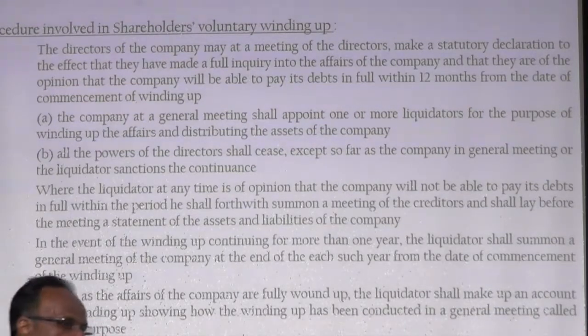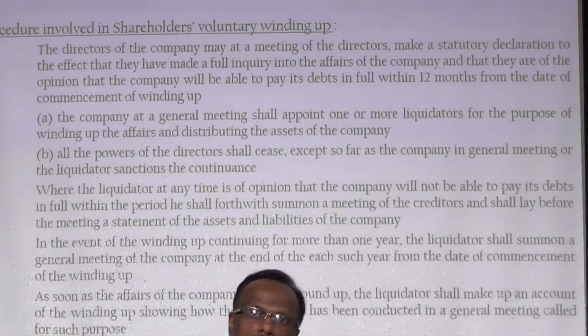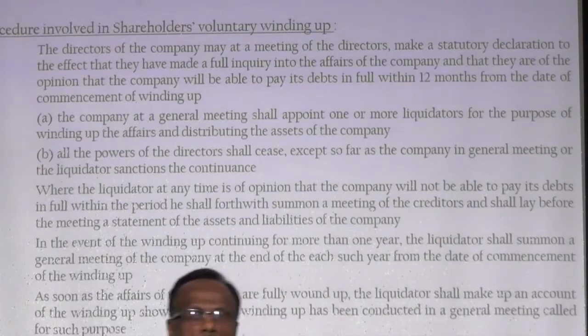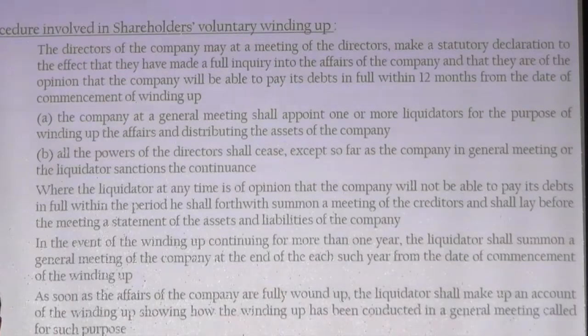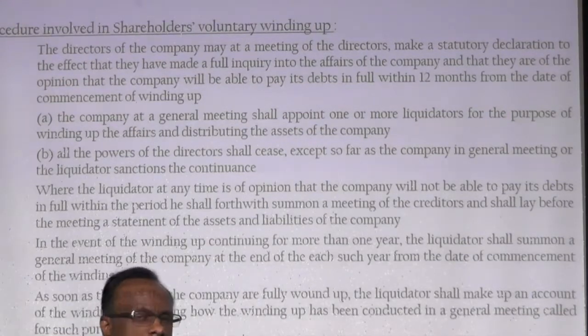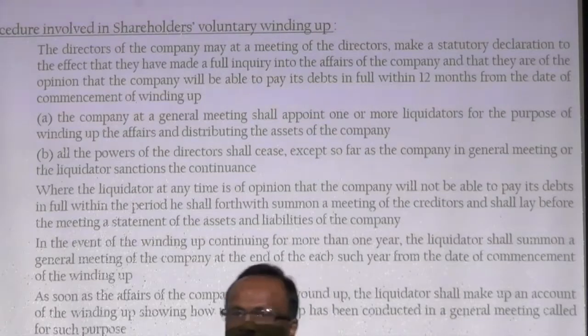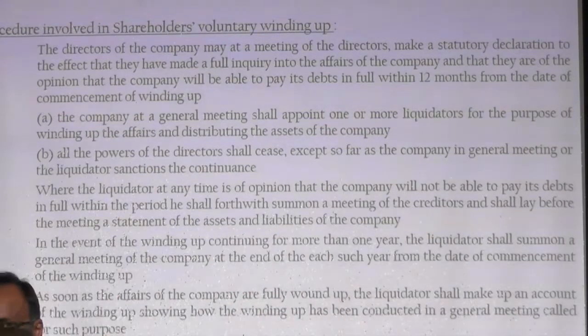Now, this is different from the appointment of a liquidator by the court. In a winding up by court, it is the court that appoints a liquidator, but in a shareholders' voluntary winding up, it is a general meeting of the company that appoints the liquidators to take the proceedings forward.